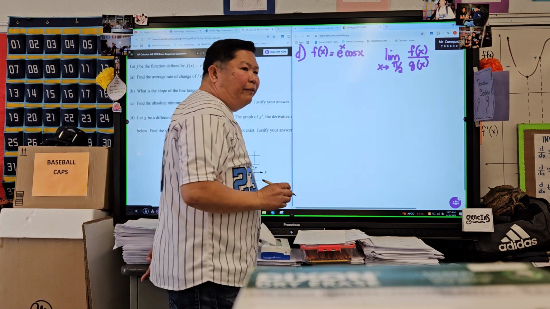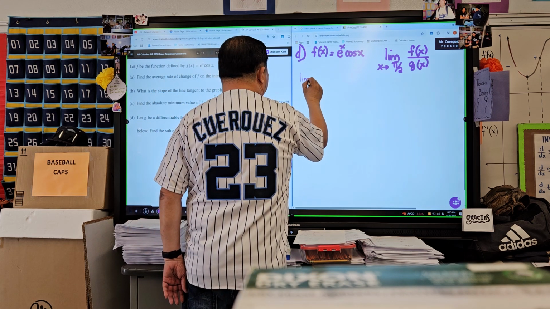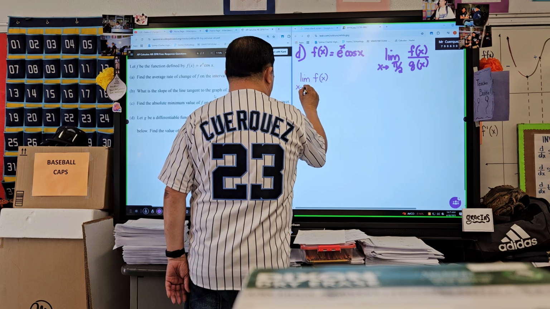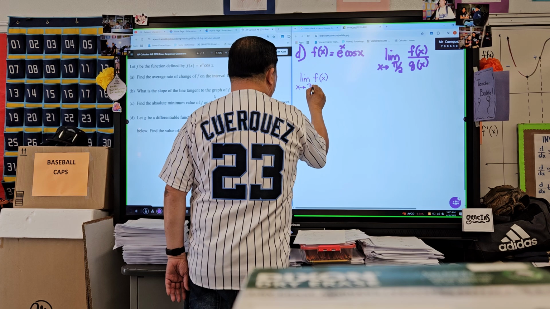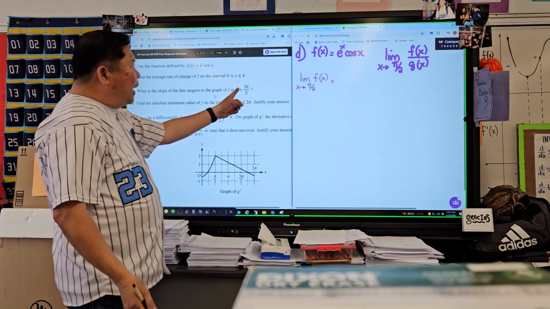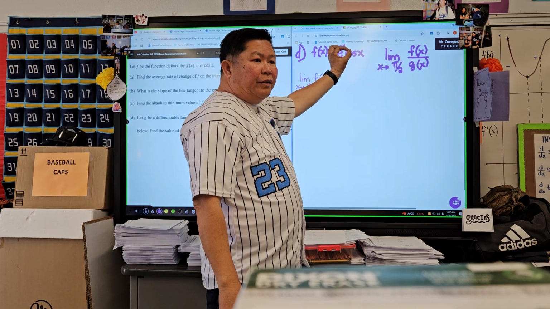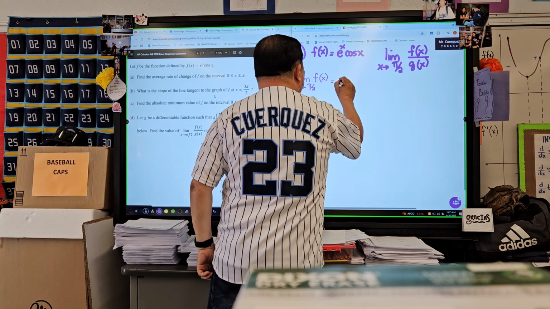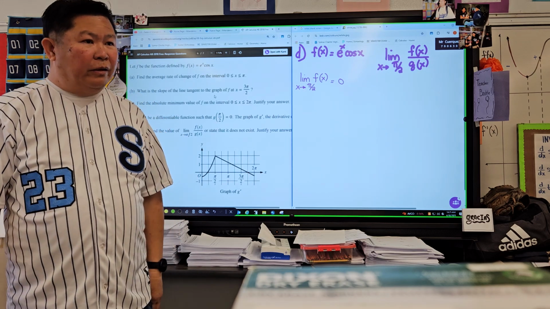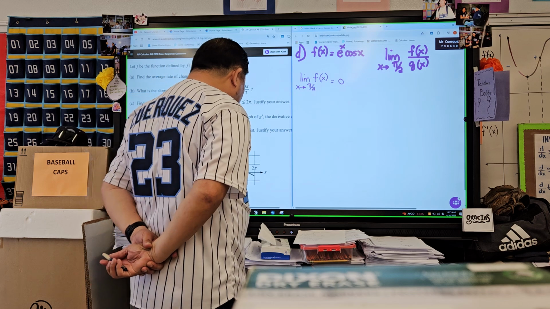Again, I'll do f of x first. I have the limit of f of x as x approaching pi over 2. What is that equal to? Pi over 2, 90 degrees, right? What is cosine 90 degrees? Zero. So therefore, it's going to be 0 as x approaches pi over 2 on the f of x. I hope it's very clear.